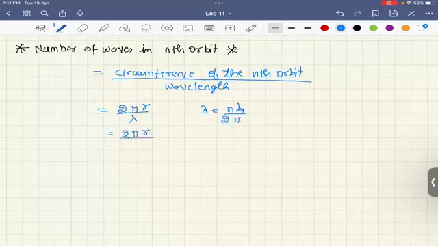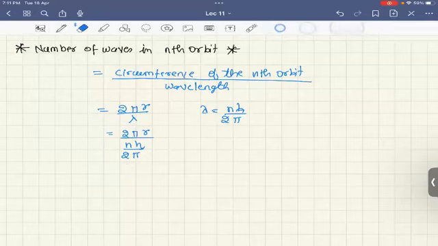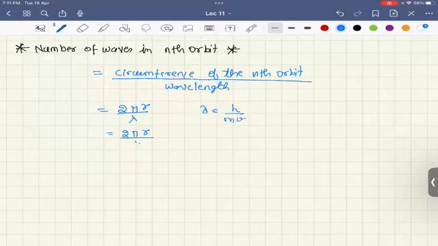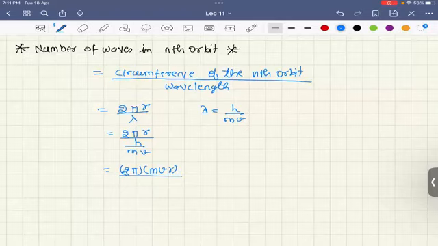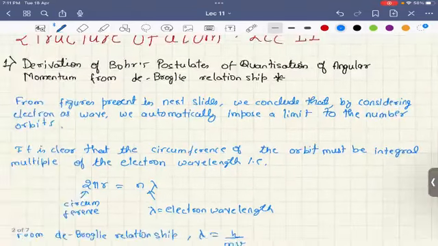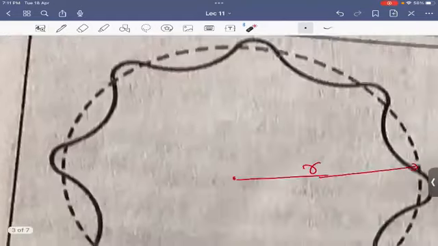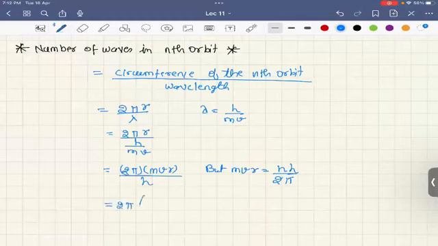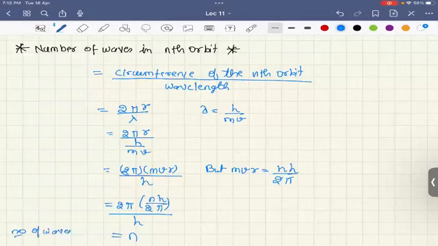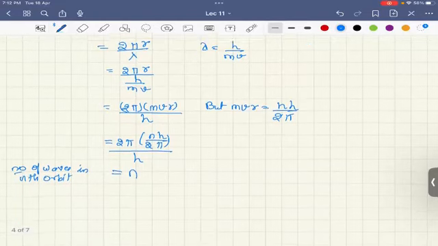So first we use de Broglie's wavelength, lambda equals h by mv. We substitute it here: 2 pi r by h by mv, which is nothing but 2 pi into mvr by h, right? But we know that mvr is equal to nh by 2 pi, as we just saw. Hence, when we substitute, we get 2 pi times nh by 2 pi divided by h, which is nothing but n. Hence, the number of waves in the nth orbit is nothing but the n value.